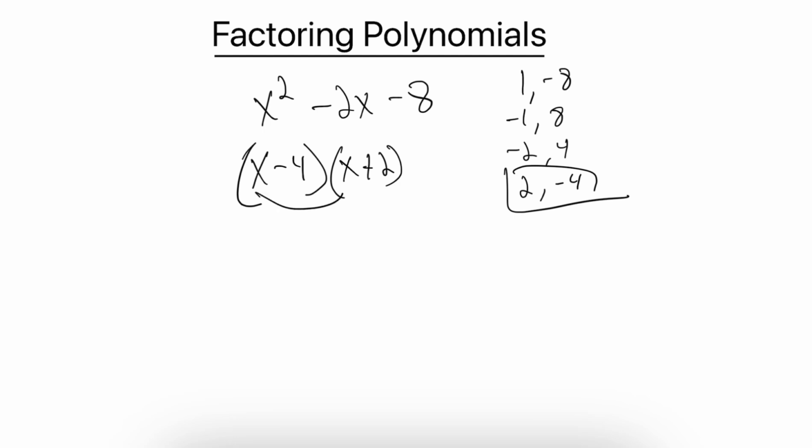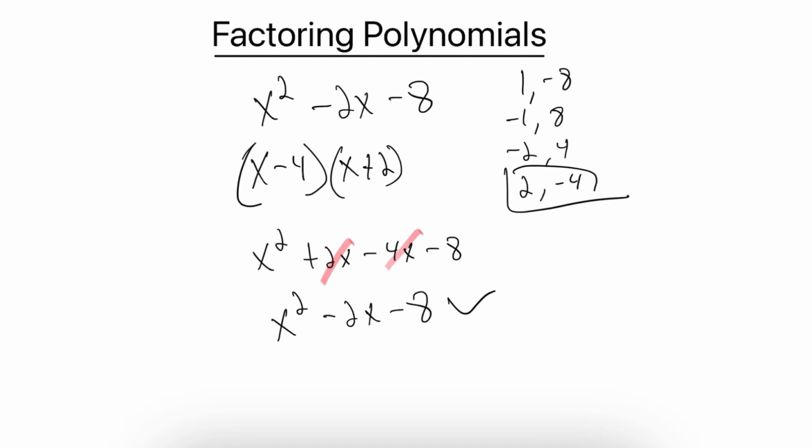You should always FOIL these to check. First, outside, inside, last. x squared plus 2x minus 4x minus 8. These two are going to cancel out. x squared minus 2x minus 8. Here's our final answer.